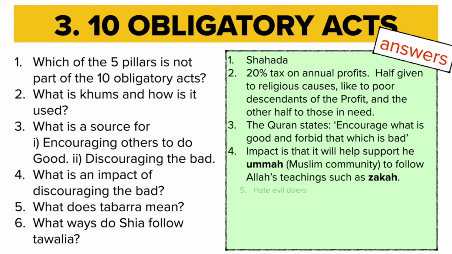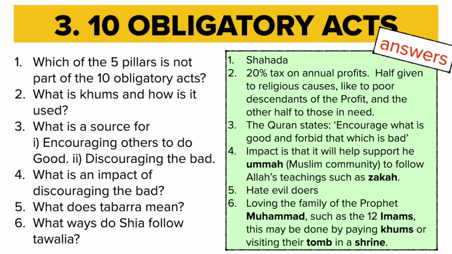Question 5 then. So tabara means to hate evildoers. Question 6. So twalia. So twalia is loving the friends of Allah. Now, how might you do that?